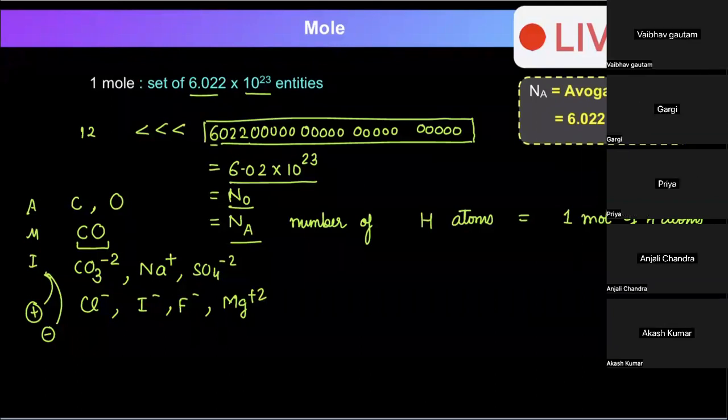Sir, positive charge means the particular atom is losing the electron. Very good. And negative charge means gaining the electron. Very good. So positive charge means loss of electron. See, let's go to a little bit more basic.